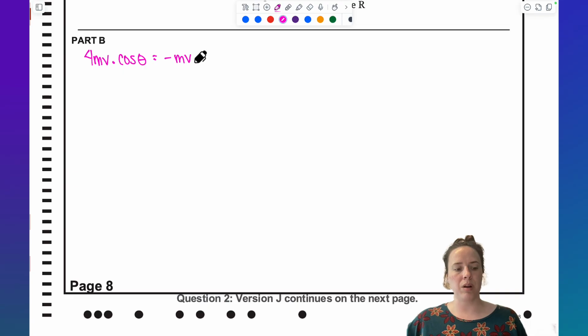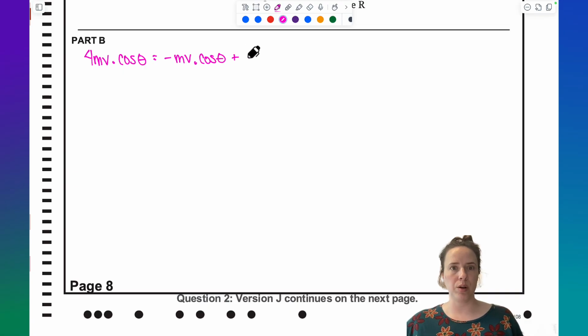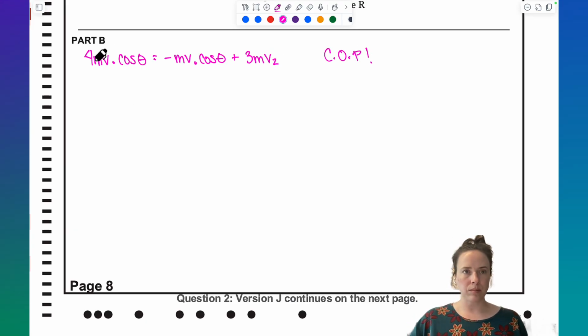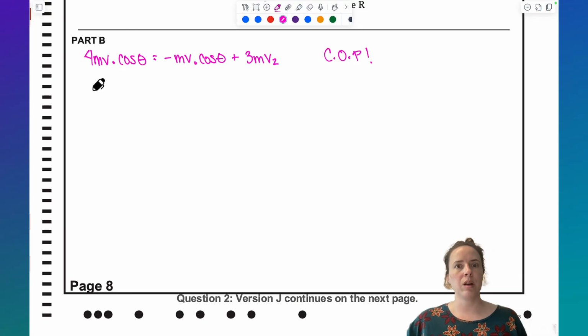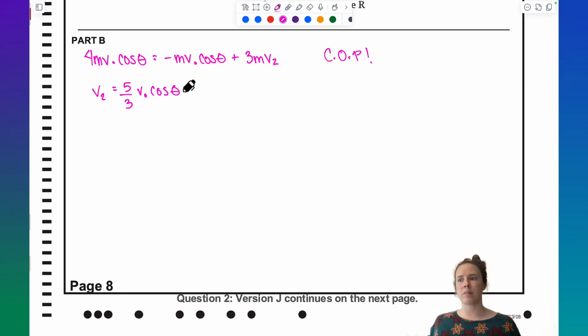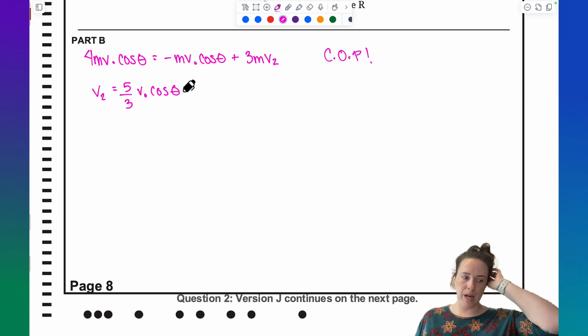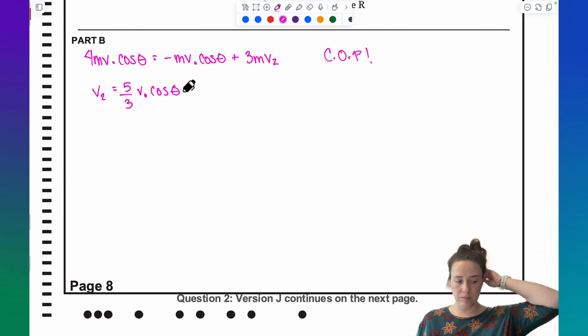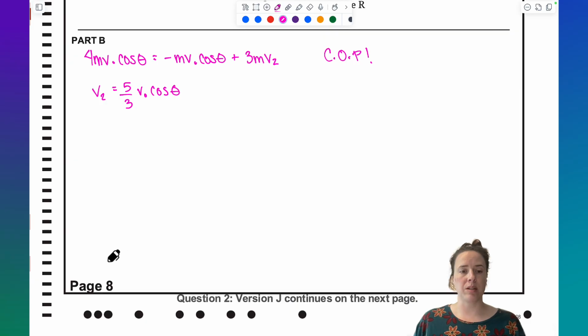Just because that's probably going to end up being part of something that we need to show for some points. 3mv2 came from conservation of momentum. There's my mv. Sweet. So doing some algebra again, that means v2 is 5/3 v naught cosine theta. Okay, sweet. So we want to figure out how far away piece R lands from the original projectile.